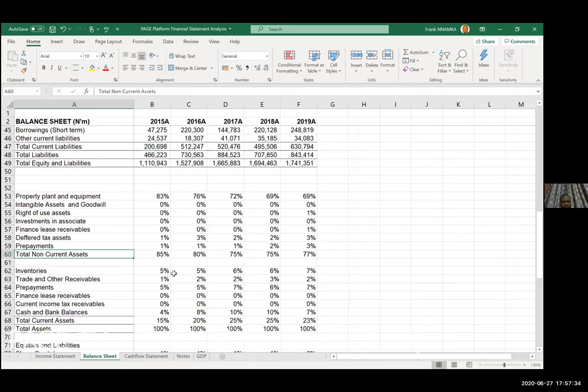Now, non-current: which of these non-current accounts makes up the significant portion of this asset? That is the PPE. PPE within non-current accounts for about 69% of the total balance sheet, and on average we have about 73%. So this is actually good for a manufacturing company, and it gives you comfort. But the other test should be: are these assets productive?